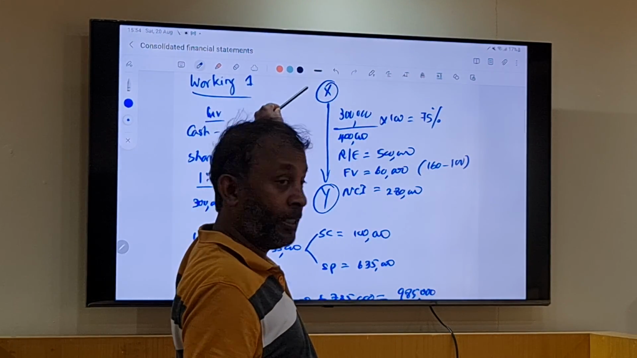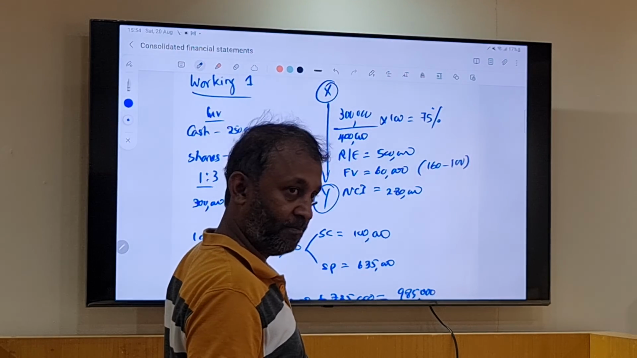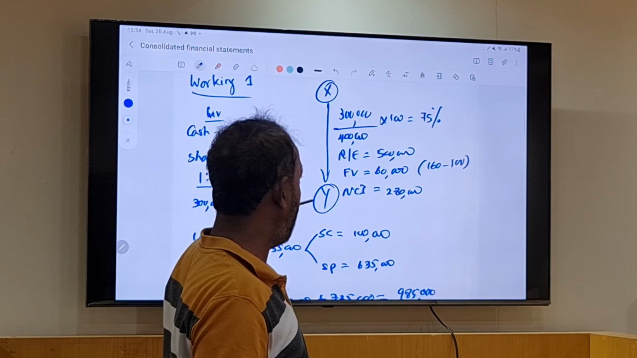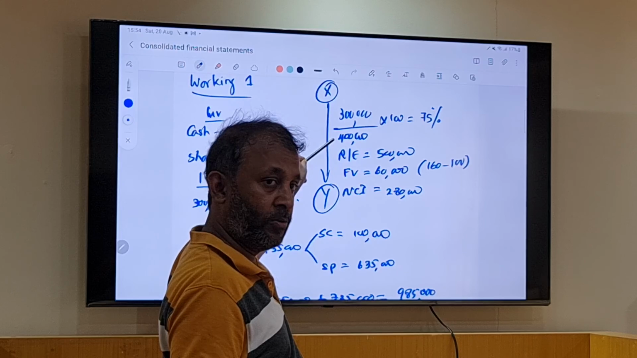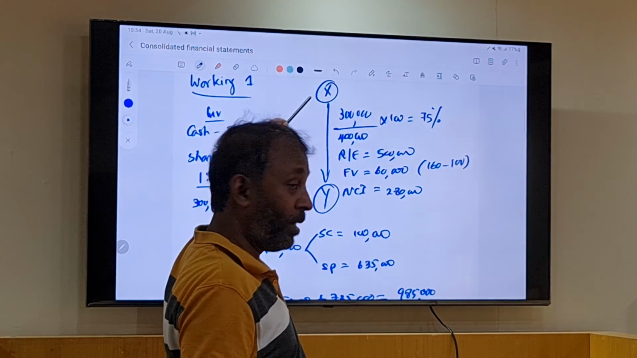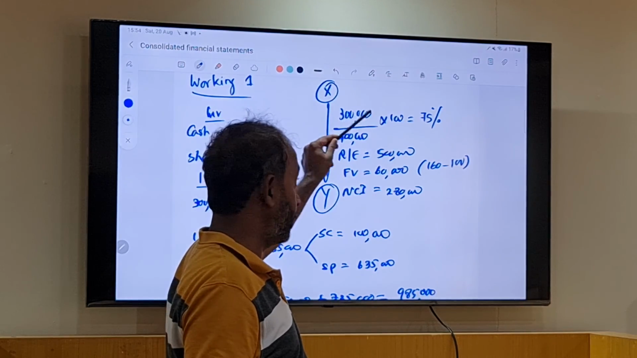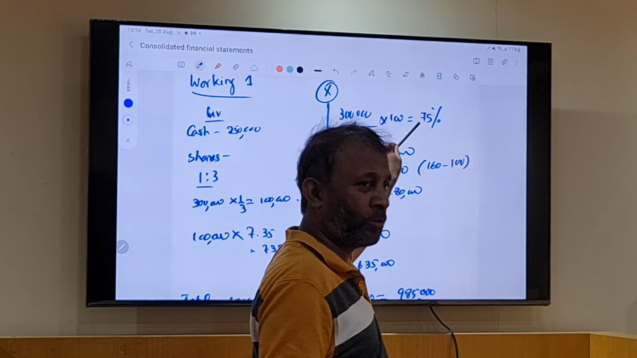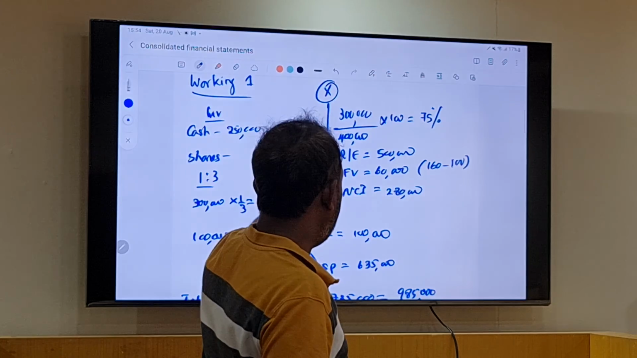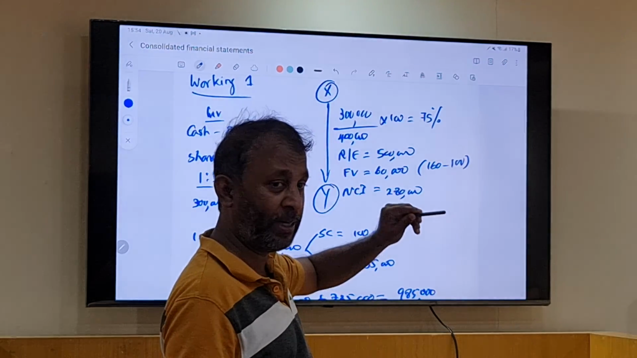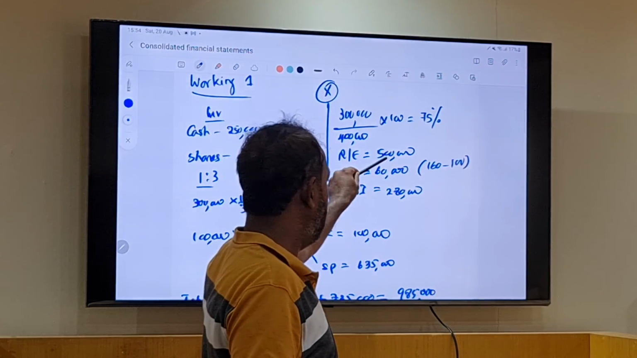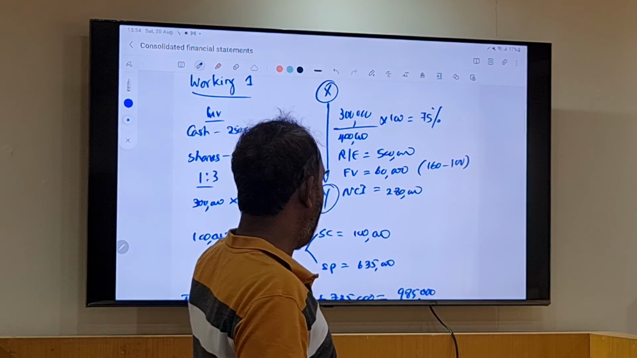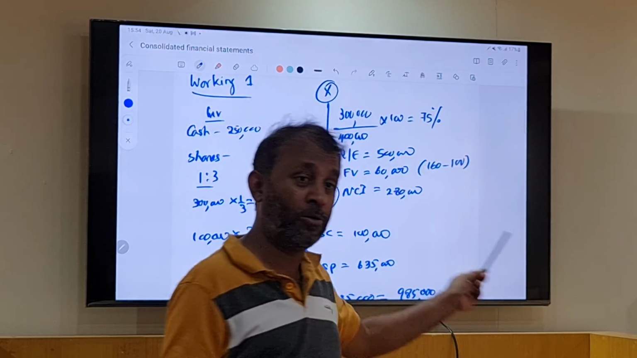Company X is purchasing company Y. What is the total number of shares of company Y? 400,000. Company X is buying how many shares? 300,000. So we know that is 75%. Actually, this calculation is not important. Retained earnings at the date of acquisition you have to find out. That is 500.